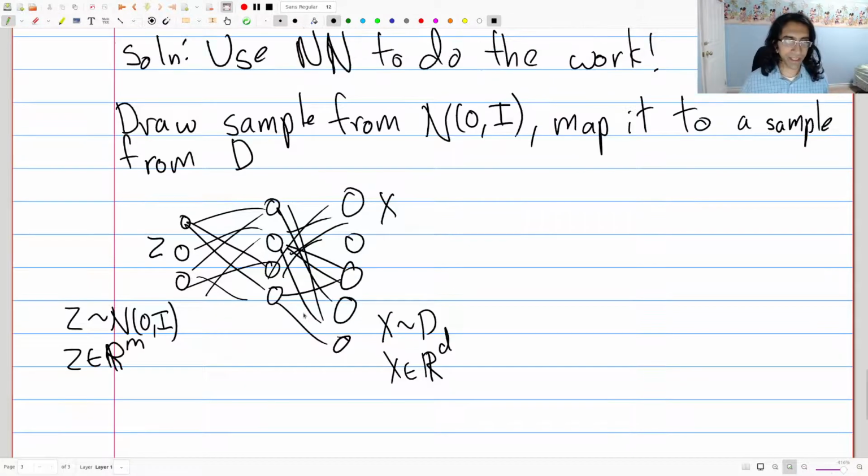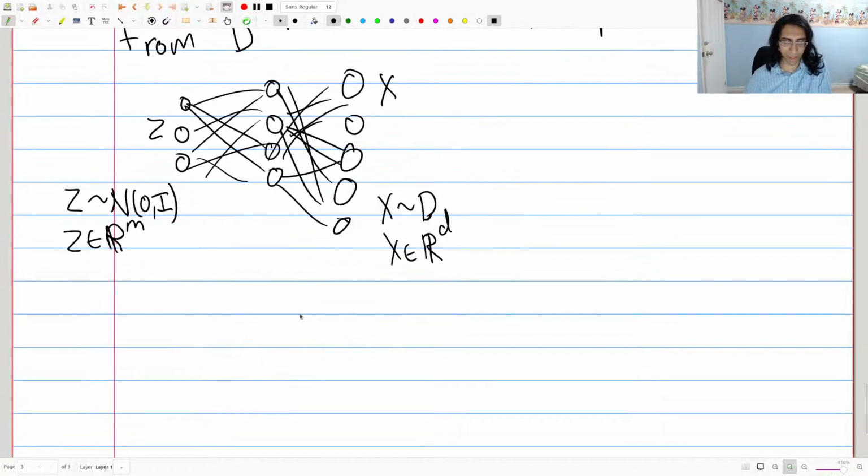So the idea is that we're going to train a neural network which will take in just Gaussian samples, and it'll map those Gaussian samples to samples from this distribution D. The reason we do this, again, is because D might be very complicated. So rather than trying to sample directly from D, which seems too complex to express, we instead sample from a simple distribution and map it to something like that.